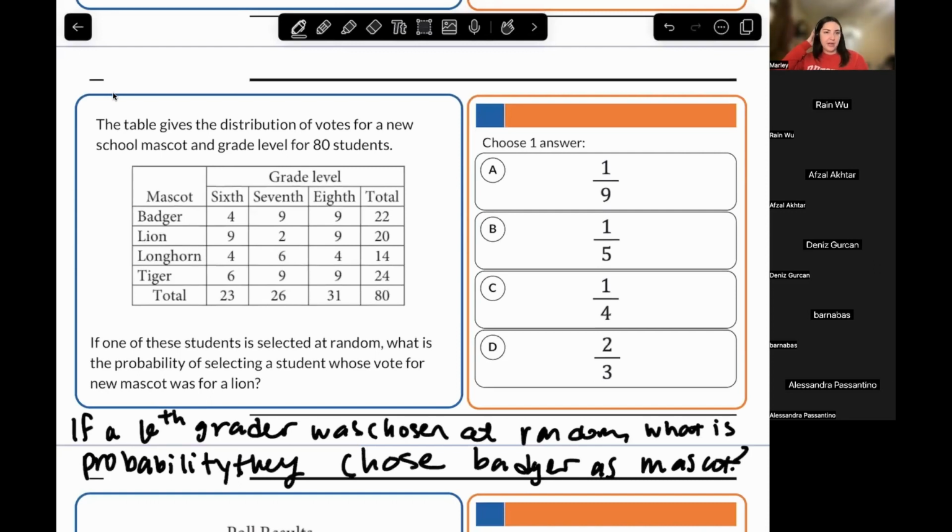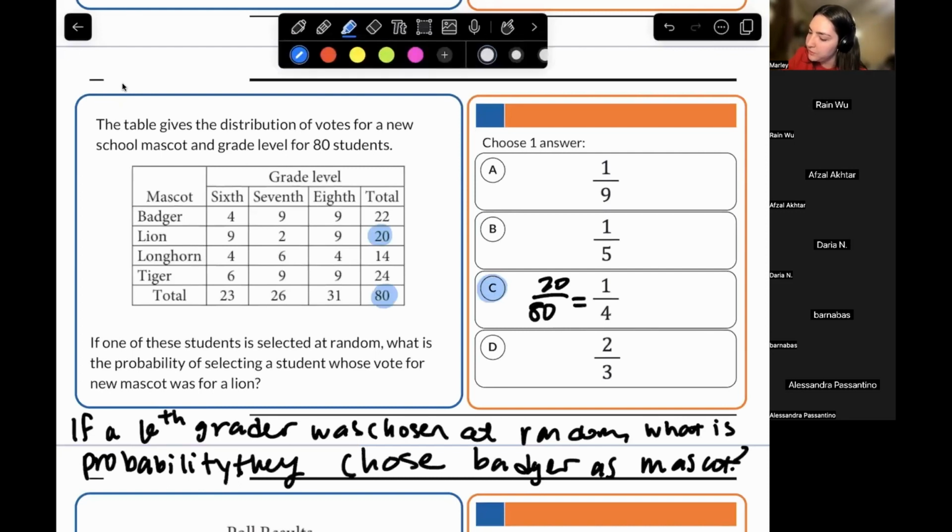Daria, do you want to explain how you got C as your answer for the initial question? So first I looked at the number of students in total, and then I saw the ones that voted for Lion, and then I simplified it down to 1/4. Yeah, so we would have had 20 over 80. That's giving us that 1/4. So we are getting C for that one.